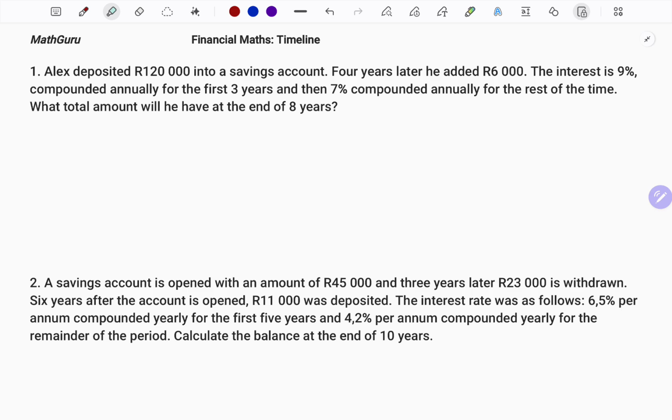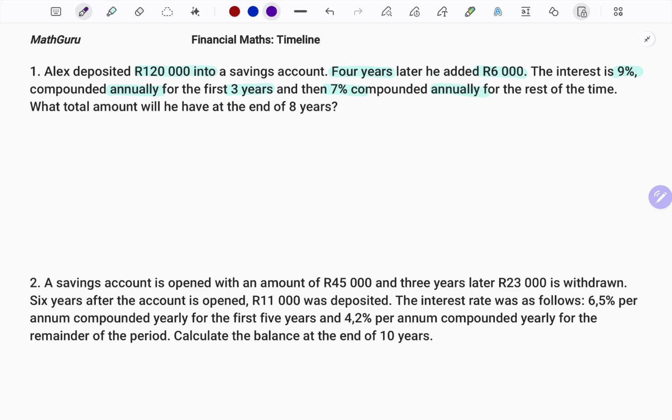And the question read, I'm going to highlight the key points, which is we have our initial deposit of 120,000 rand, and then it has another deposit 4 years later of 6,000 rand. The interest for the first 3 years is 9%, and then for the rest of the time, it's 7%. Note that each of this interest was compounded annually.